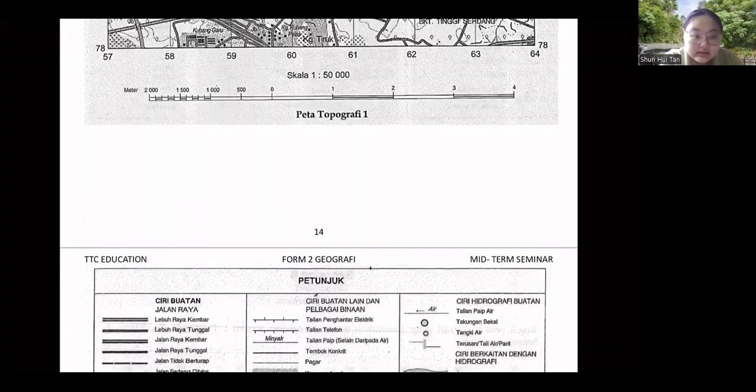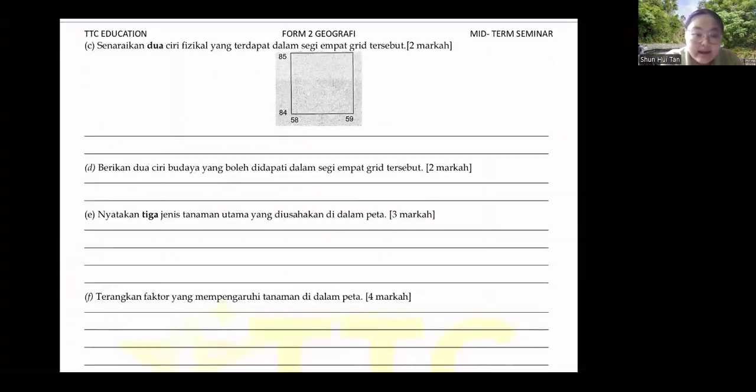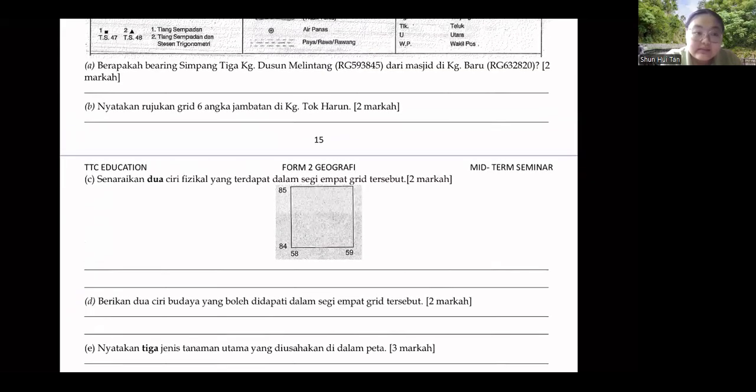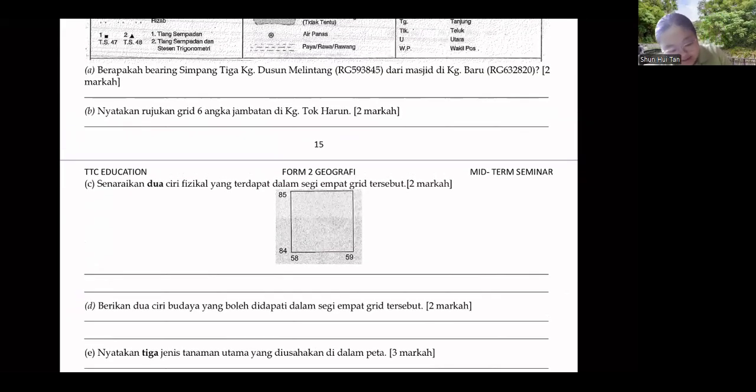Yes. Now, you see the third one, same. They will give you a map. They ask you a similar question, bearing, and here they might also ask you this. Nyatakan rujukan grid 6 angka jambatan di Tok Harun. They might give you the rujukan grid and ask you to find the place, or they give you the place and ask you to find the rujukan grid. So I will show you one question on this.